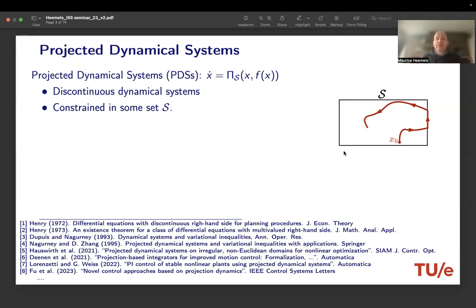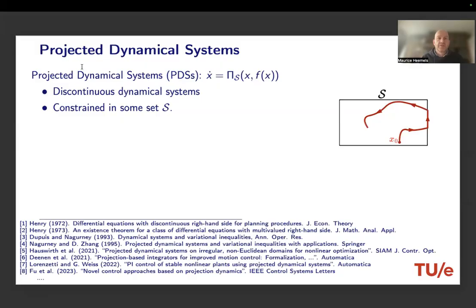That's one ingredient. The other ingredient is a certain constraint set. Let me try to shortly get rid of this over here. Now it's gone. So the other thing is a constraint set. I need a vector field f(x), the unprojected original dynamics, and a constraint set S for which I want all the states to live in.